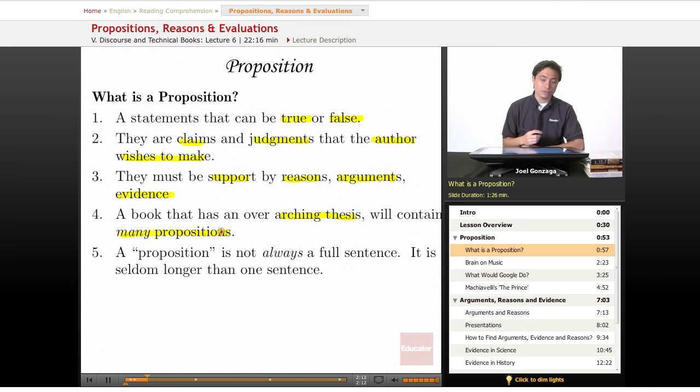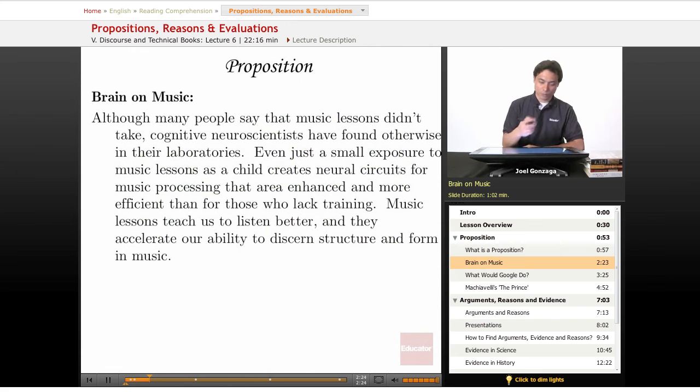A proposition will not always be stated in a full sentence, but it is seldom longer than a single sentence. I'll give you some examples right now. Brain on music. Although many people have said that music lessons didn't take, cognitive neuroscientists have found otherwise in their laboratories. I am going to highlight the proposition here, and I am going to underline it.